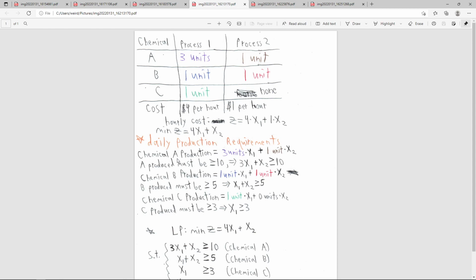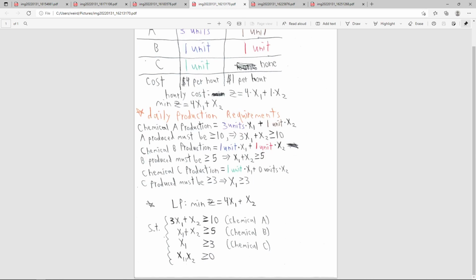Daily production requirements: chemical A production equals 3 units times x1 plus 1 unit times x2. That's how much is produced. It's however many units times x1 plus 1 unit times x2, the hours of the process. So it must be greater than or equal to 10, so we just get 3x1 plus x2 greater than or equal to 10. Same thing with this and that. So you get x1 plus x2 greater than or equal to 5 and x1 greater than or equal to 3. But it's all from reading the problem just a little bit carefully.